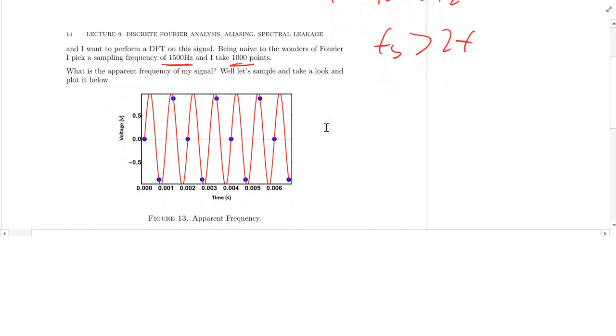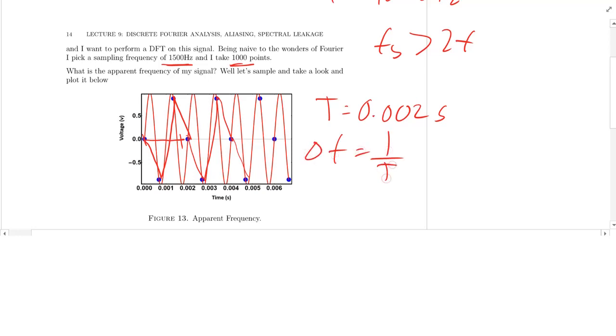So we could prove that here. Look at where this repeats: up, down, up, and then down again, and up again. You can see the picture here. What is our period here? Well, we could see the period is this. Our period T is going to be 0.002 seconds.